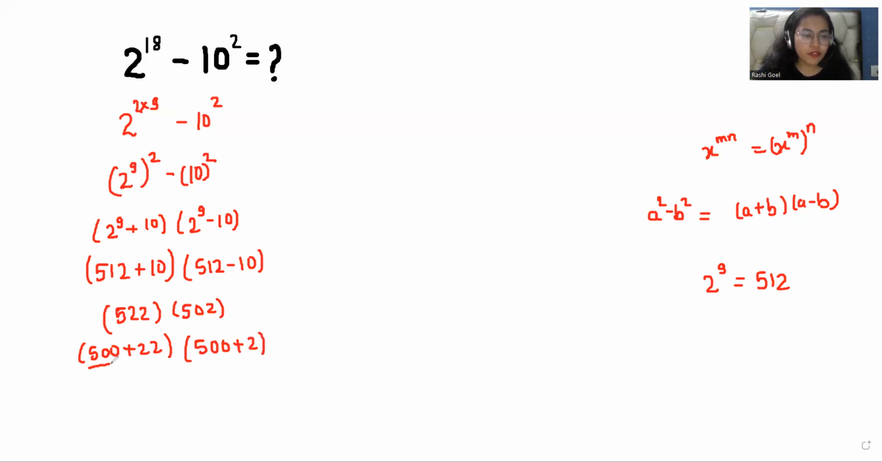Now, I'll multiply the first number with the two numbers in the next bracket, and the second number, again, with the two numbers in the next bracket. So, 500 times 500 is 500 square, plus 500 times 2 is 1,000, plus 22 multiplied by 500 is 11,000, plus 22 times 2 is 44.